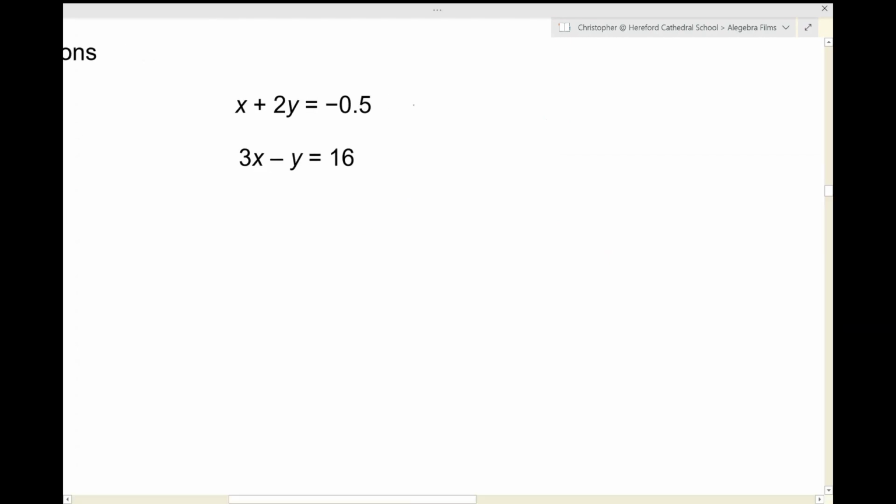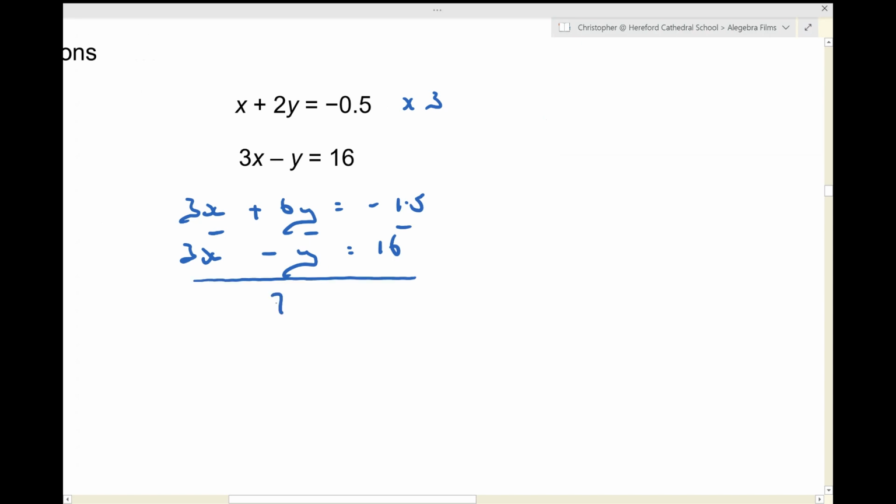I'm going to multiply this top equation by 3 to give me 3x plus 6y equals minus 1.5. And I'm going to leave the bottom equation as it is, as it's already got 3 x's. Minus, minus, minus: 6y minus minus y is 6y plus y. 7y is minus 17.5. Divide both sides by 7, and you'll get y is minus 5 over 2.